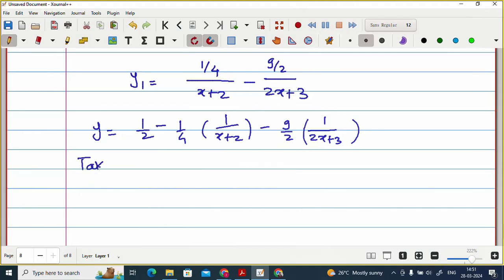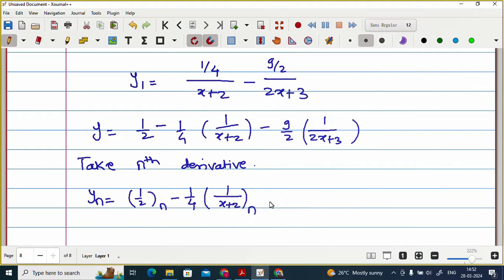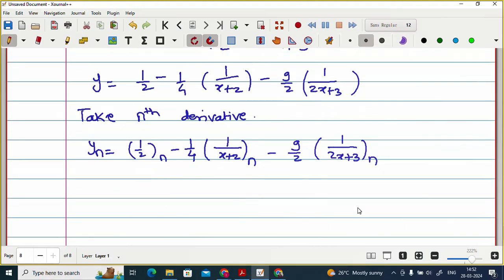Now you can have the nth derivative because we have done the simplification of the given rational term. So take nth derivative. So yn is equal to 1 by 2 का nth derivative minus 1 upon 4 into 1 upon x plus 2's nth derivative minus 9 by 2, 1 upon 2x plus 3 का nth derivative. Okay. So 1 by 2 का nth derivative, it will be constant, x का nth derivative will be 0.